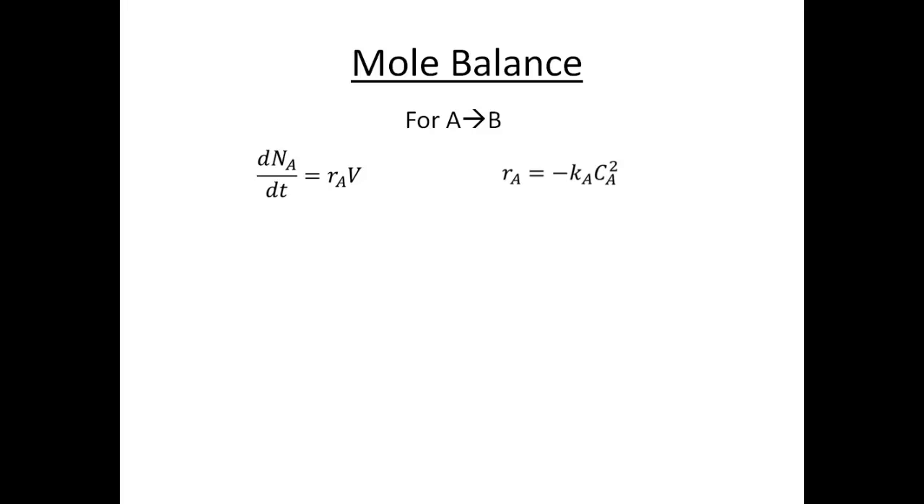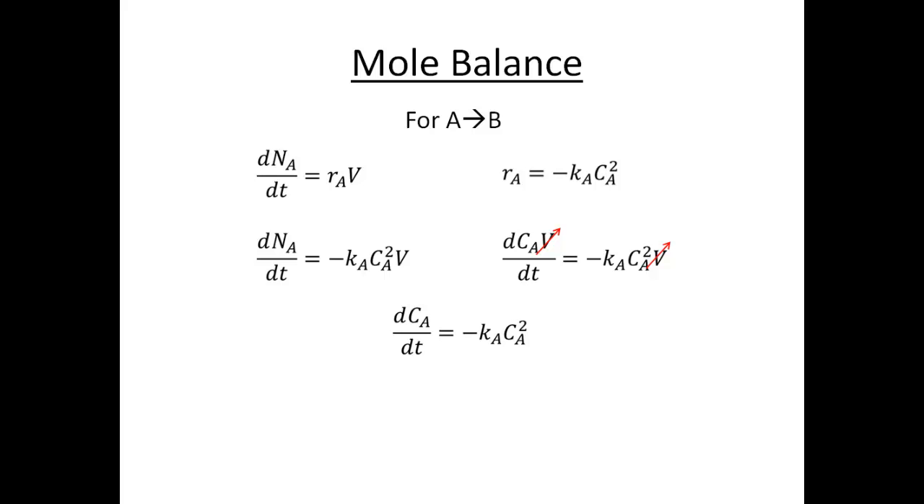Given a rate law, such as this second order one, we can then substitute into the original equation and get that dNA over dt is equal to negative Ka Ca squared times the volume. Noting that NA is equal to Ca times the volume, we can see that the volume terms cancel out.